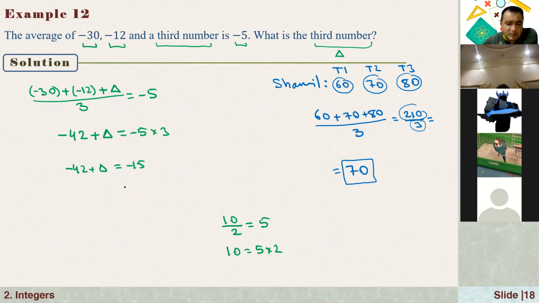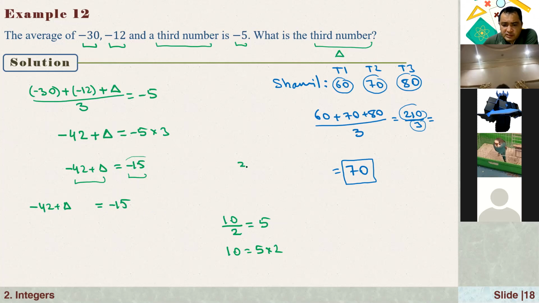So how can I eliminate this negative 42? Let me do it like this. The equal sign means it's like a scale, right? These are the two ends of the scale. If you add the same number to both sides, nothing changes. So negative 42 plus triangle is equal to negative 15, okay? These two things are equal.